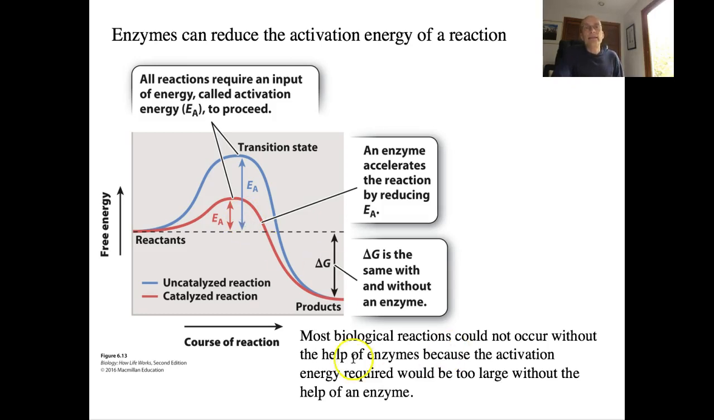So I say here most biological reactions could not occur without the help of enzymes, because the activation energy required would be too large without the help of the enzyme. This reaction might occur in the lab, but you might have to light a match to it. And you can't do that. You don't have that much energy, nor would you want to do that to your cells. So enzymes, which of course are proteins that have a certain structure and therefore can produce this particular function, when they are around, they will reduce this transition state. They will reduce the amount of energy that's required, and they can speed up the reaction with less input energy. They do not change the state here. They only change this hump, the amount of energy that's required for the reaction to start.